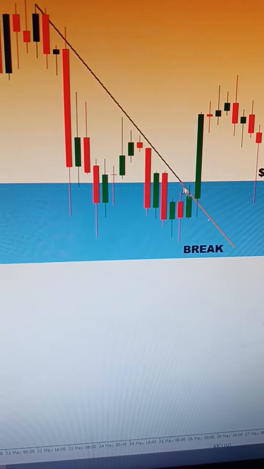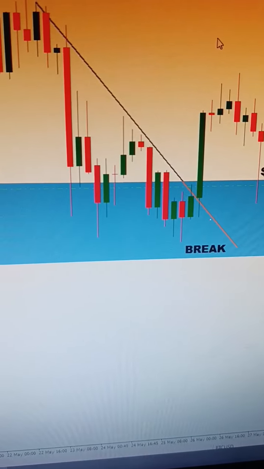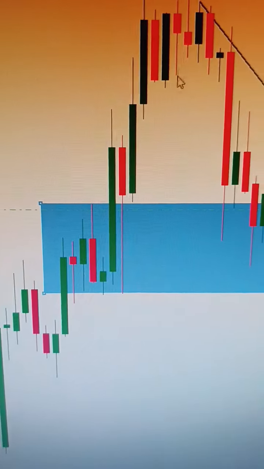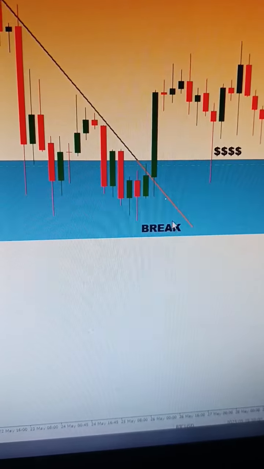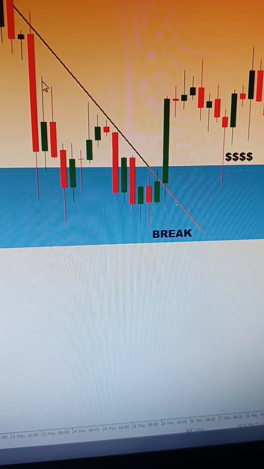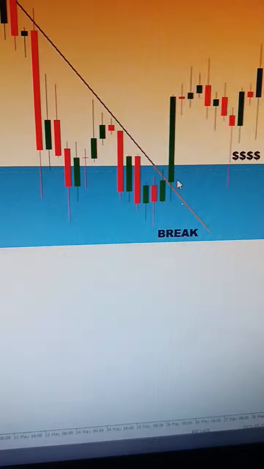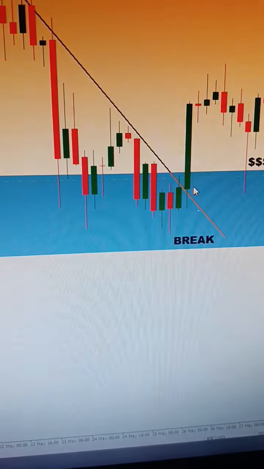But was this the correct way to go back into our move, into our buy? Not at all. Why? Because the first break is usually the break out of that pullback. So what do you wait for? And let me explain that.